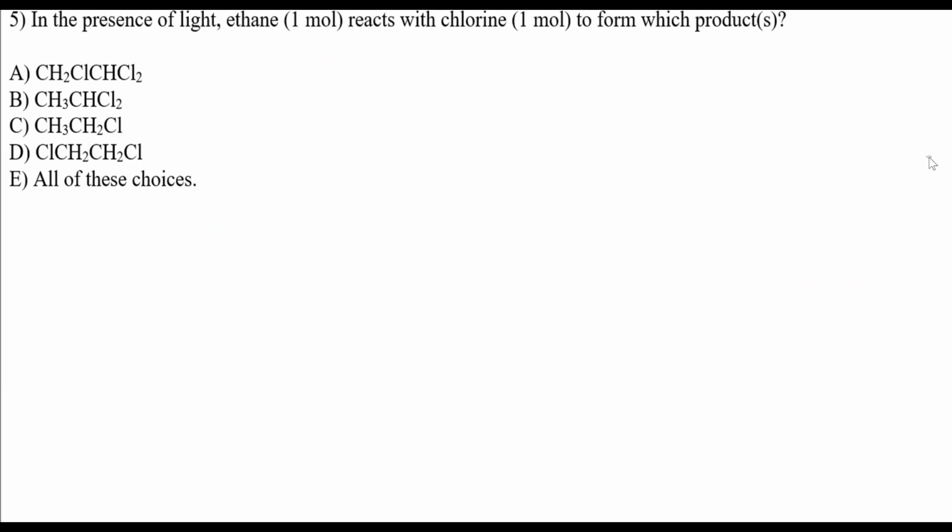In the presence of light, ethane, 1 mole, reacts with chlorine, 1 mole, to form which product or products? Well, first off, I don't like how it says mole, because it's really confusing and it makes the answer not intuitive. Like, why would that be the correct answer? Well, it's easier if you ignore the moles, all right? So just pretend that we're reacting ethane with chlorine, okay? So ethane with chlorine, let's do CH3.